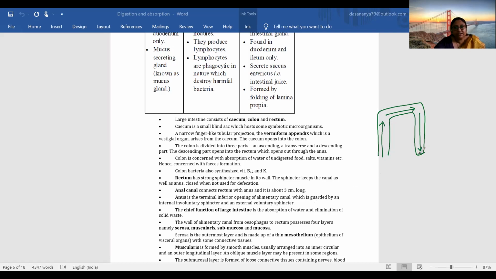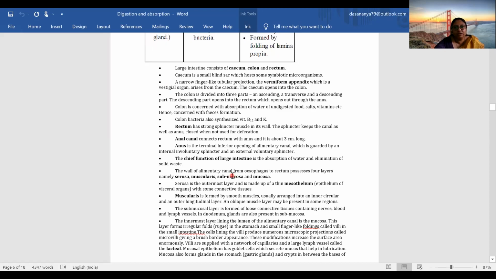Okay. At the end of this, as I said, there will be the anus. Just by the side of the anus, there is a strong sphincter muscle, which controls the flow of stool passage, and the anal canal connects the rectum with the anus. The main function of the large intestine is absorption of water and elimination of solid waste. Any excess water is reabsorbed, and some minerals are also reabsorbed by the large intestine.